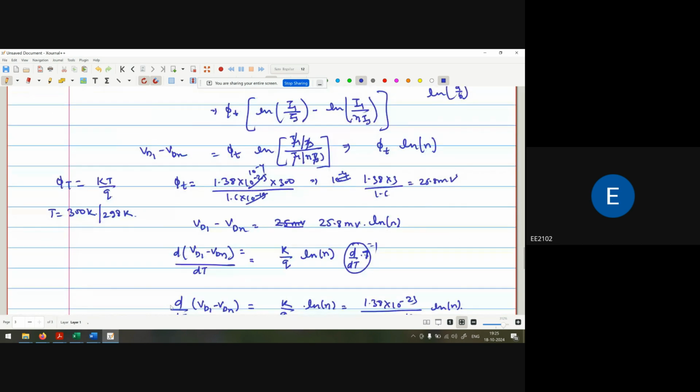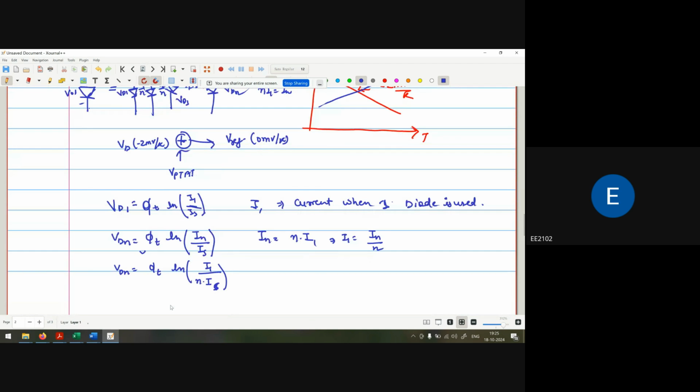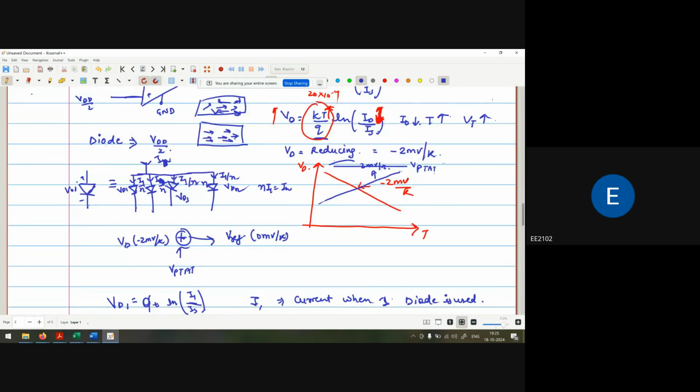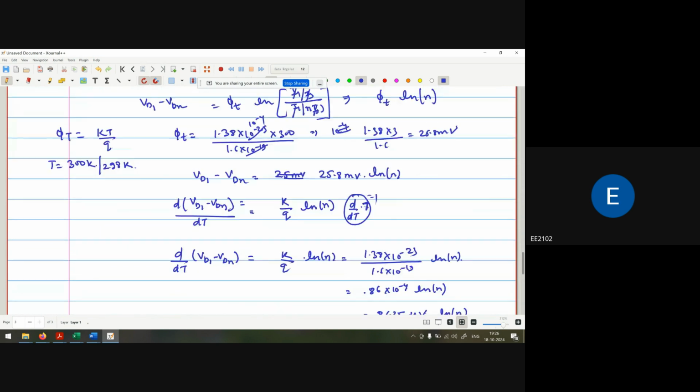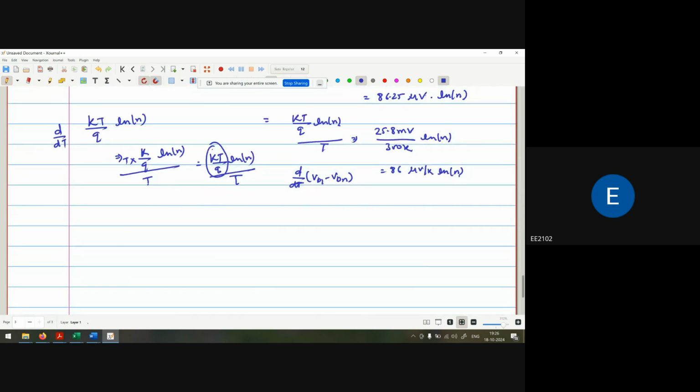I think your doubt is why we use multiple transistors. Why do we take multiple diodes in a parallel combination? We are using parallel diodes because if one diode fluctuates because of temperature, that particular value will be compensated by the other diode.